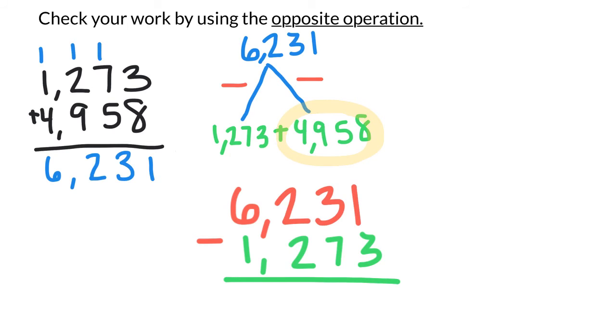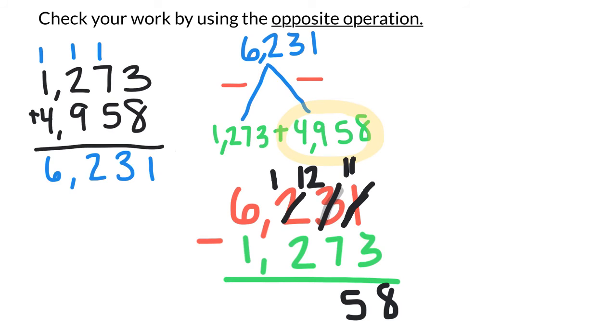All right, I'm going to need to do some borrowing here. I'm going to borrow a 10 from the 30 and give it to my ones place so that I now have 11. Okay, 11 minus 3 is 8. Oh my gosh, I'm going to have to borrow again over here. 12 minus 7: 7, 8, 9, 10, 11, 12 is 5. This is looking good so far.